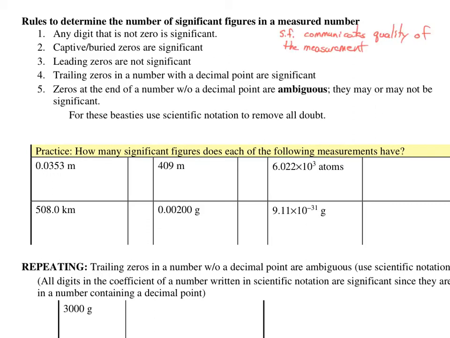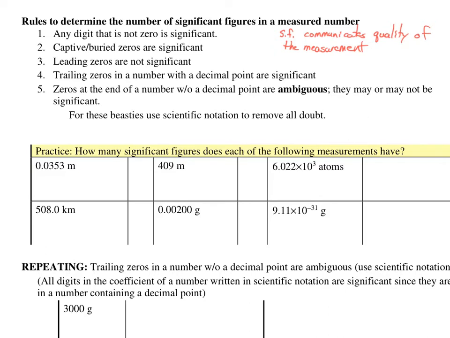Sig figs help communicate the quality of measurements and therefore the quality of the result of a calculation from a series of measured numbers. In some instances, we need to count the number of sig figs in a measured number, and these rules help us to do that. First off, any digit that is not 0 is significant. So anytime you see a digit other than 0, you know that it counts as significant.